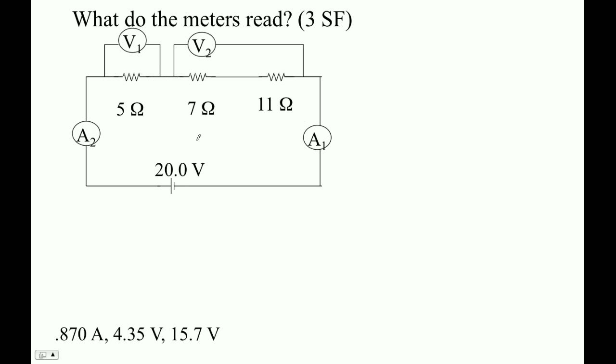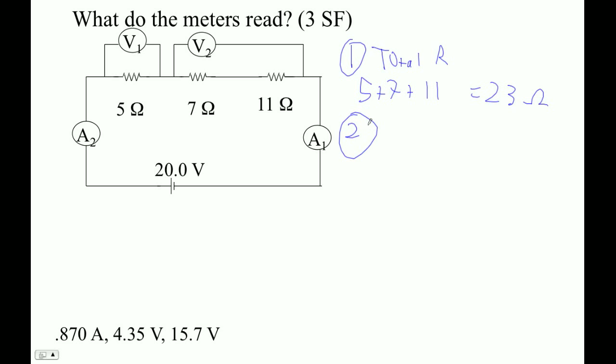Okay, so the first thing I'm going to do is find the total resistance. So the total R is 5 plus 7 plus 11, right? Well, 5 plus 7 is 12, plus 11 is 23 ohms, right? The second thing I'm going to do is find the one current.